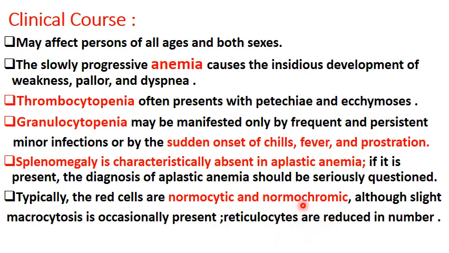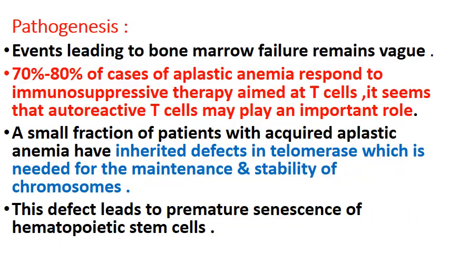Therefore, the reticulocyte, which is the immature red blood cell that appears in the blood of a patient with active bone marrow, is not seen in a patient with aplastic anemia.